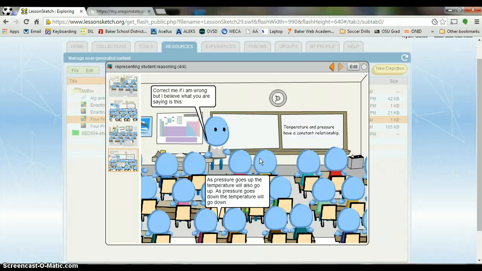For instance, in this student, it says as pressure goes up, temperature will also go up. As pressure goes down, the temperature will go down. So when I say that, okay, so it sounds like you're talking about that it has a constant relationship. So I write on the board temperature and pressure, a constant relationship. I doubt that student would think about that as a constant relationship. So I've taken their words, which describe what a constant relationship is, and put it into one sentence. So I visually and verbally represented their reasoning, but in a way that we can then build upon as a science class and use, oh, that means that this is a constant relationship.